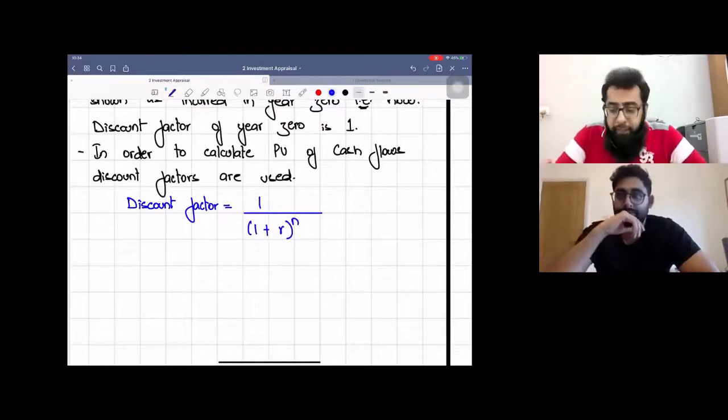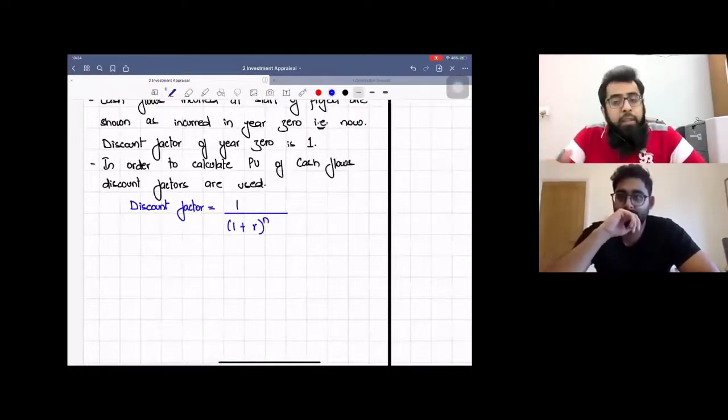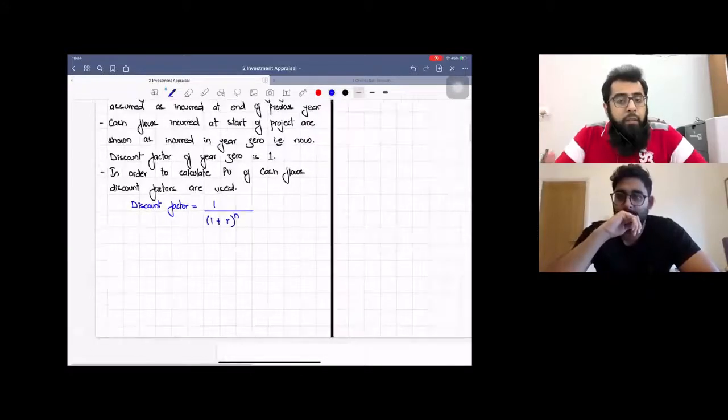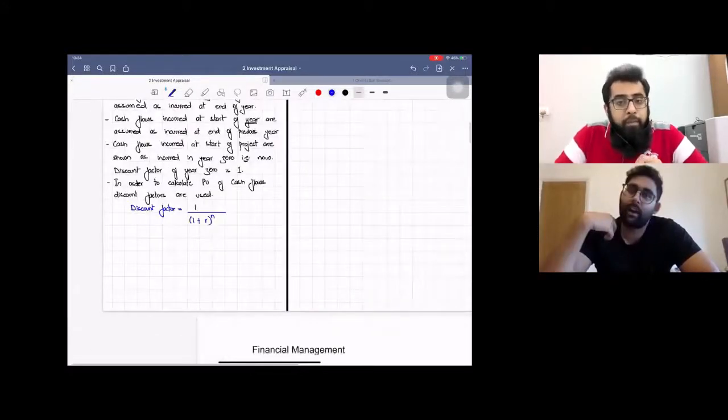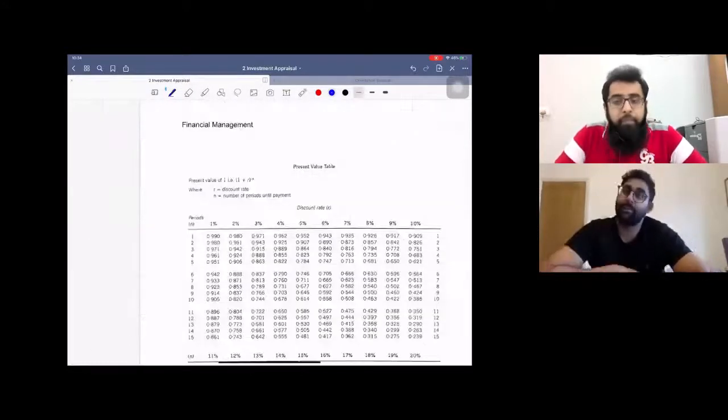You will have the discount factor sheet. I'll give you this discount factor sheet. You will simply take out its printout. You have it also? Yeah.